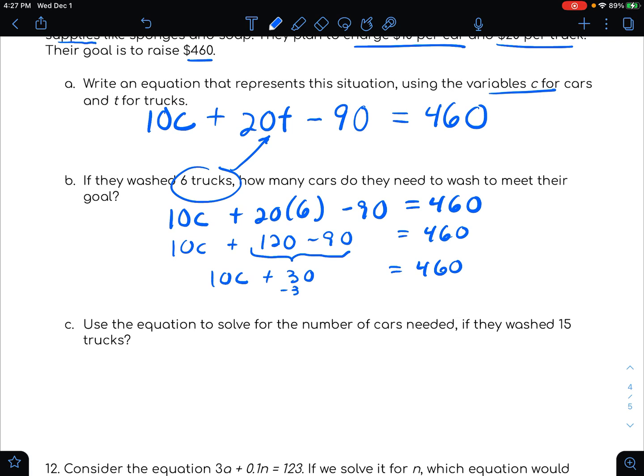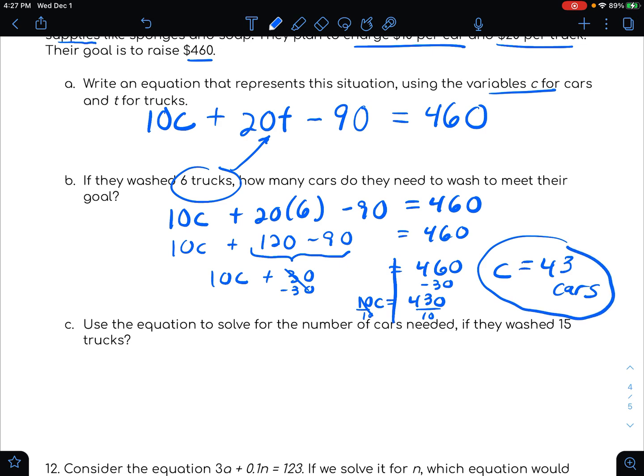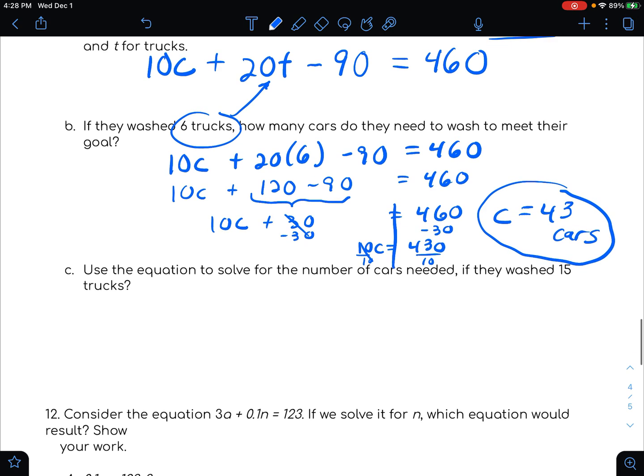All right, and now we're getting closer, so I'm going to undo now by subtracting 30 from both sides. So I got 10C is equal to 430. So 10 times what is equal to 430? 10 times 43. Dividing both sides by 10, C is equal to 43 cars to get to that total.